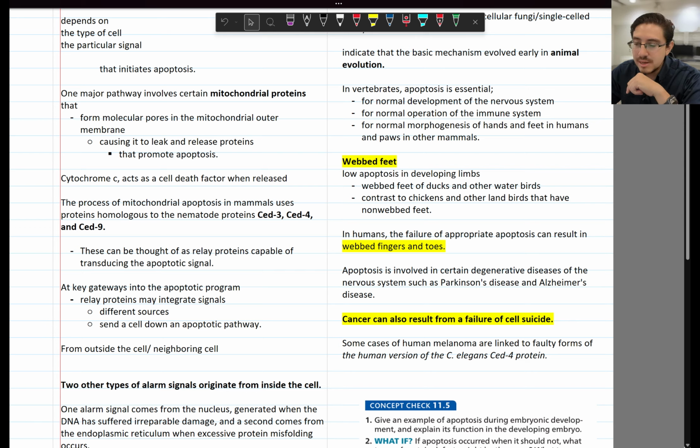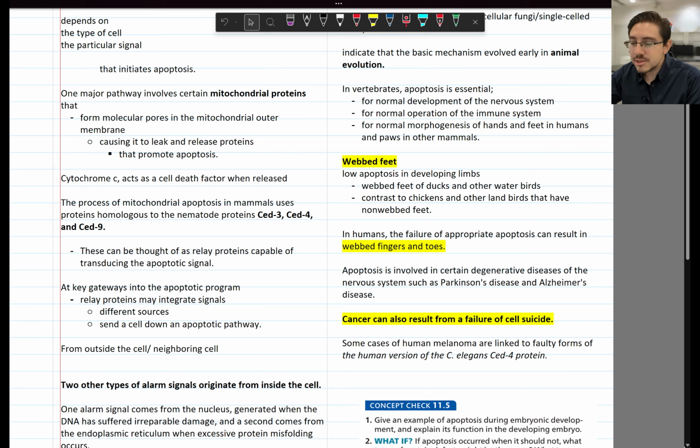The same thing happens with waterfowl birds versus other birds like chickens or land birds, which do not have webbed feet. So it's just a regulation of the amount of apoptosis occurring. As I mentioned before, in humans you could have that same situation. If you don't have appropriate apoptosis, then you will end up with webbed fingers and toes.